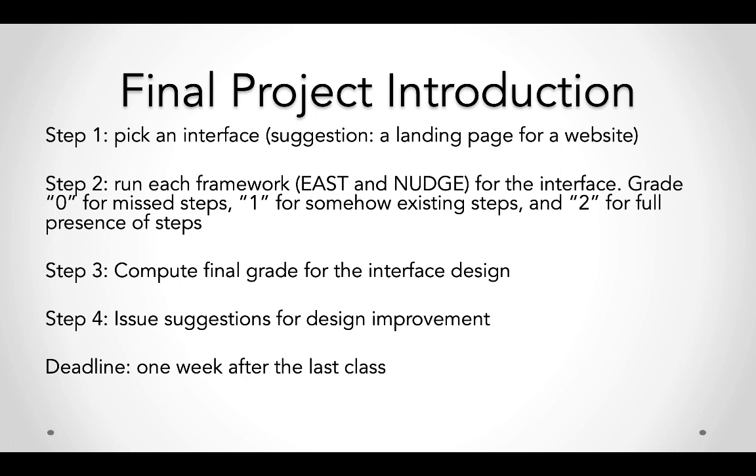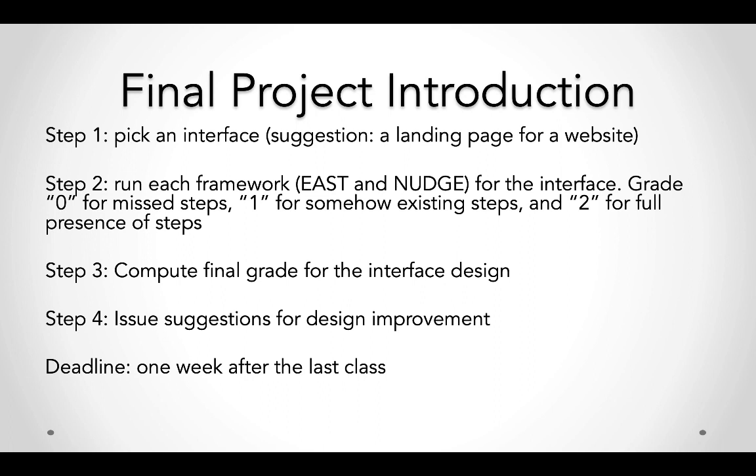Step two, run each framework, EAST and NUDGE, through the interface. Grade 0 for missing steps, 1 for steps that exist in some fashion, and 2 for full presence of steps. And when I talk about steps, I mean, for the EAST framework, the Easy part has defaults, remove obstacles, and clear messages. These are steps. So not only Easy, but also the steps under it.